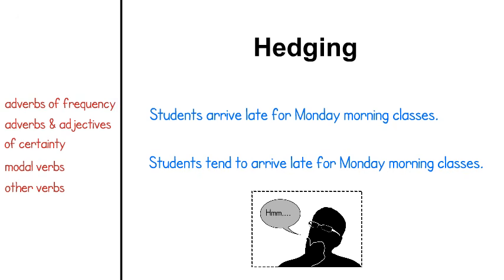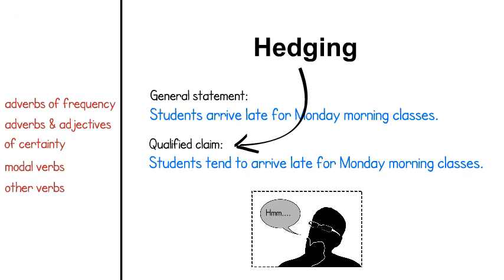In the first sentence, we are making a general statement. This sentence means that all students always arrive late on Monday mornings. In most cases, this is likely to be an overgeneralization, and it would be quite easy to show that this was not always true. In the second sentence, we have used tend to limit or qualify our claim. This is called hedging. Hedging language is useful in academic writing as it is often not possible to make a 100% or absolute claim from the information or data that we have.